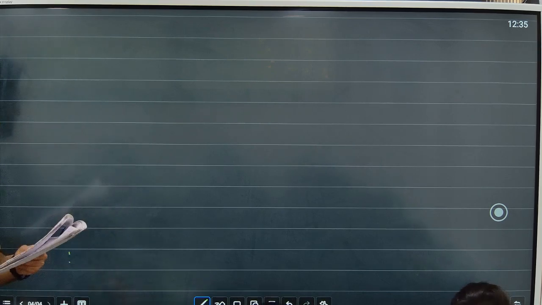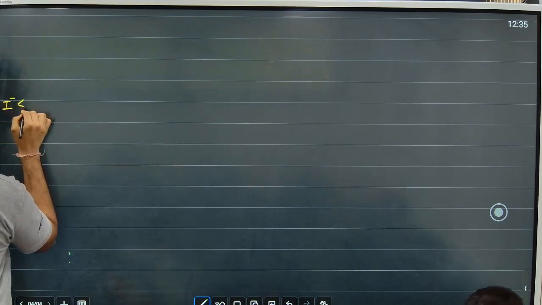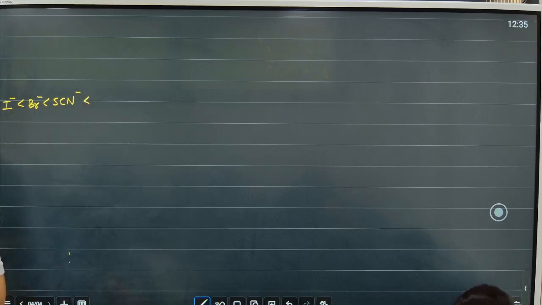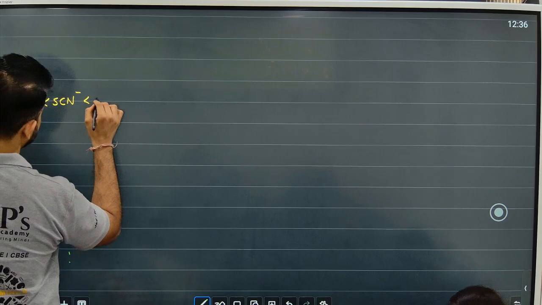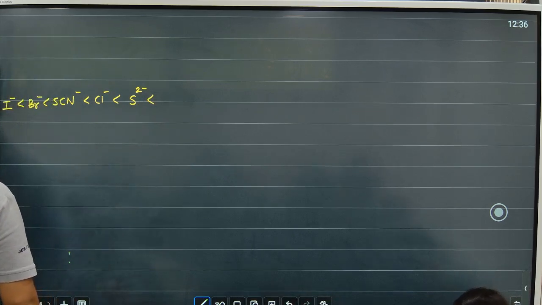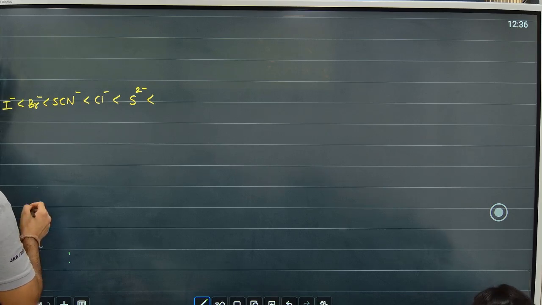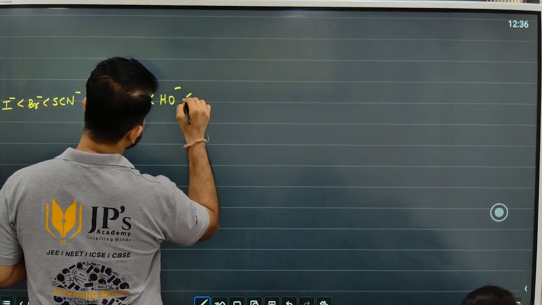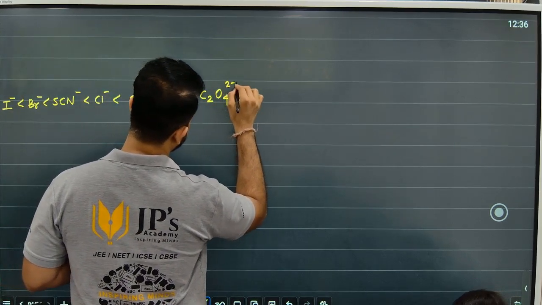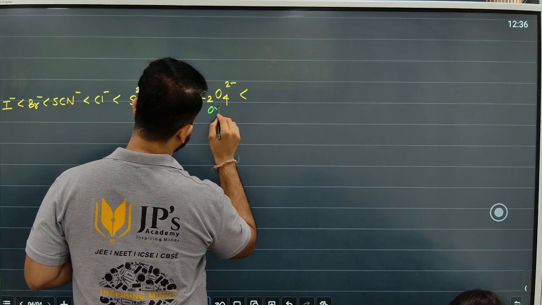Next point. Some ligands are able to produce strong fields, in which case the d-d splitting will be large.